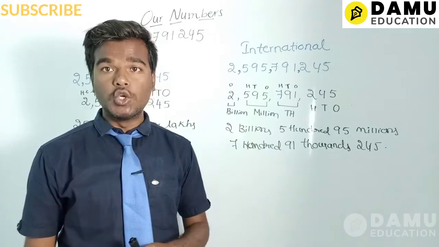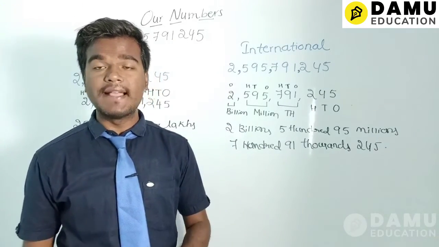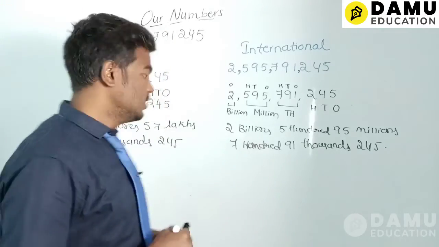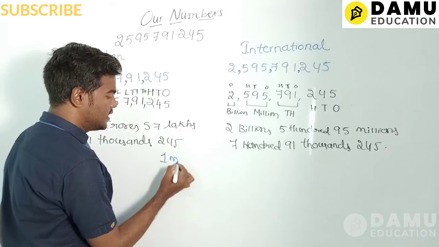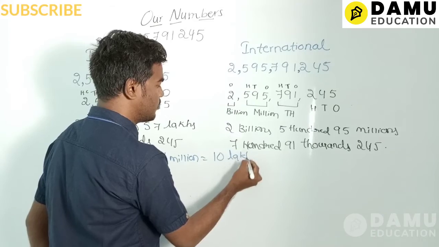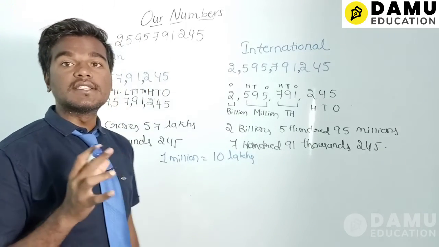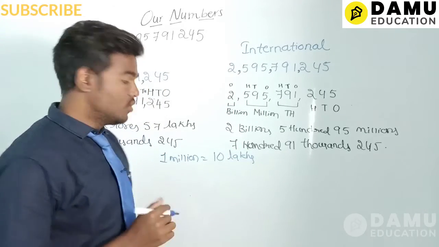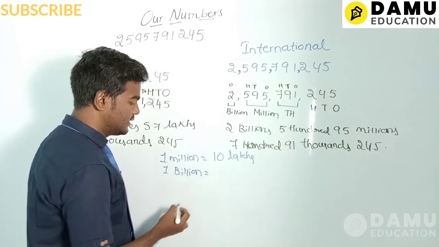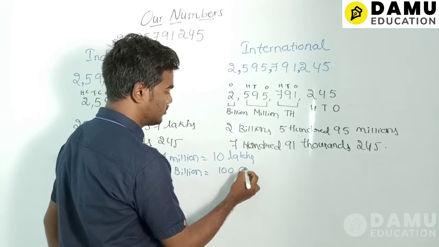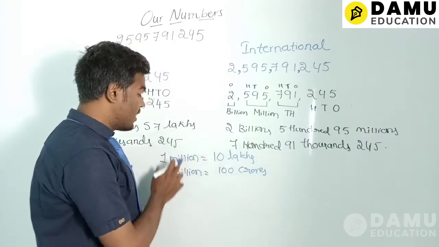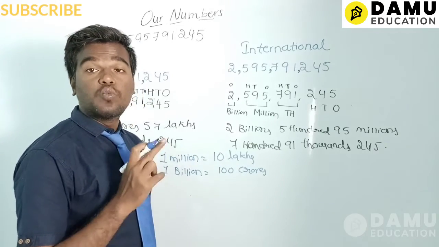Billions to crores, crores to millions, billions to lakhs, and all the conversions from the Indian to the international system. So 1 million, you have to know, will be equal to 10 lakhs. 1 million will be equal to 10 lakhs. That is the first thing we have to remember. Then 1 billion will be equal to 100 crores. So 1 billion will be equal to 100 crores, and 1 million will be equal to 10 lakhs.